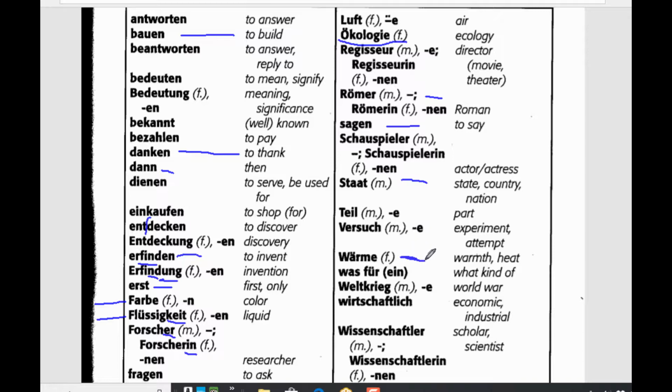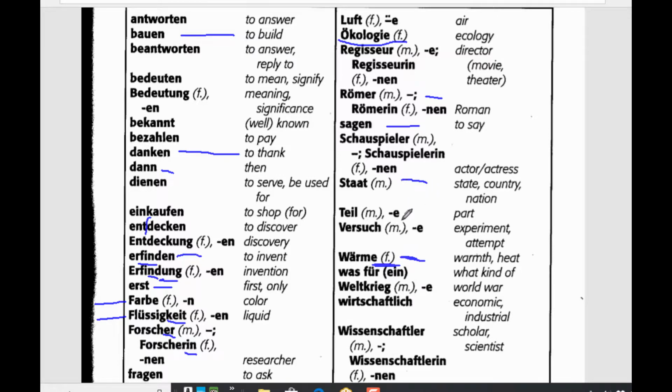Varma, very close to warm. And how do we know it's feminine? It ends in the e. It's the two-syllable word that ends in e. And does this give us a clue here also? The F here? Yes. I'm just joking.